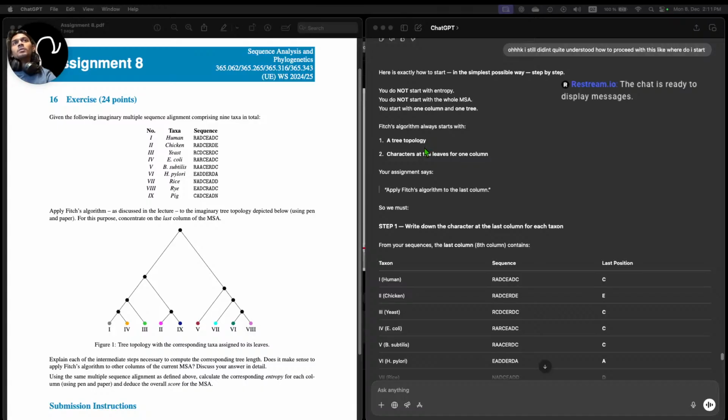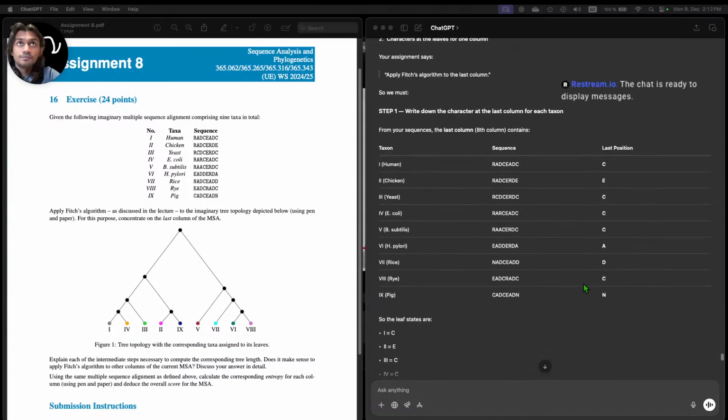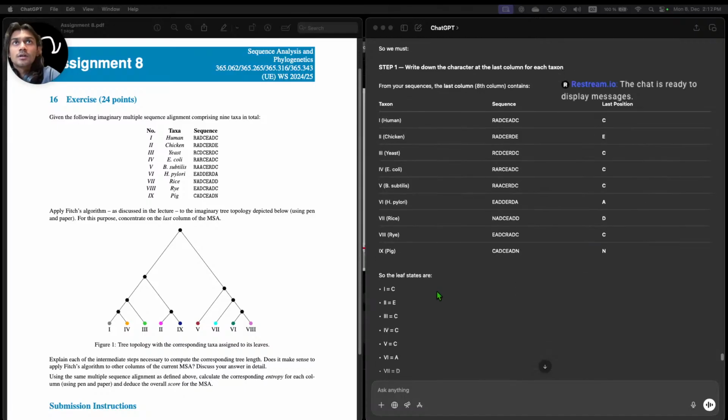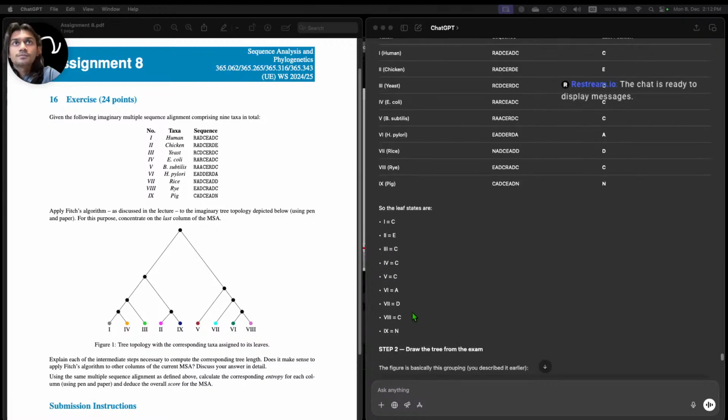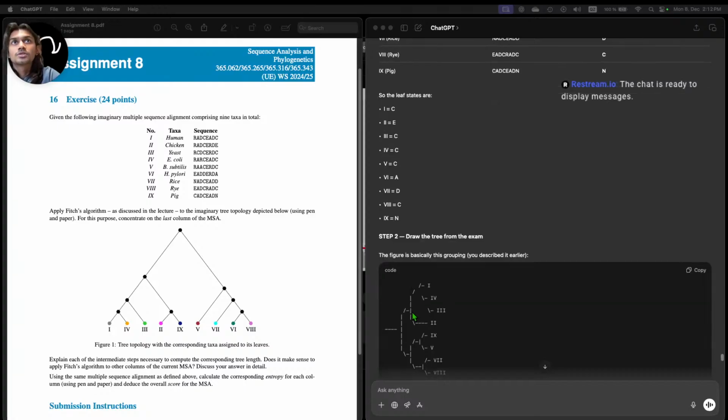The Fitch algorithm always starts with the tree topology and the characters at the leaves for one column. Your assignment says apply the Fitch algorithm to the last column, so we must write down the character at the last column for each taxon. C, D, C, C, okay. Now the leaf states for one is C. Draw the tree from the exam. The figure is basically this grouping you described earlier.